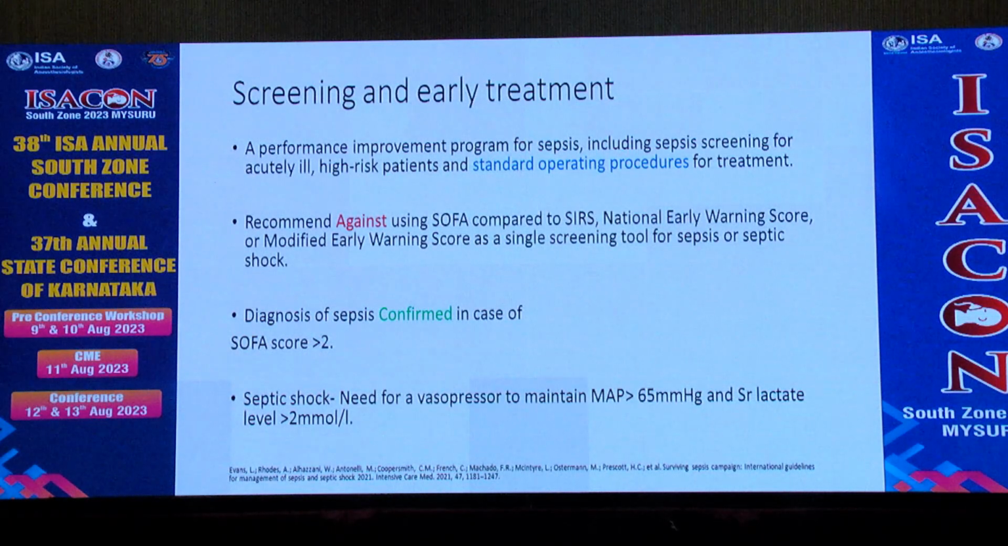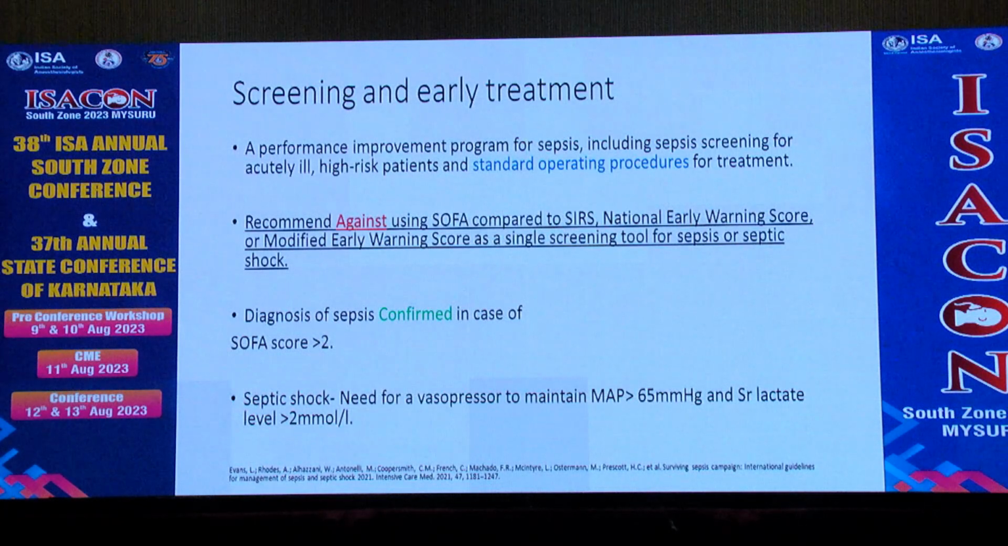In this one, they have given a recommendation for the screening and the early treatment. What they have recommended is each center should have a performance improvement program which should include sepsis screening for acutely ill, high-risk patients, and there have to be SOPs for treating the same. They advise against using a single screening tool like SOFA scoring. They advise you to take 2 or more screening tools like NEWS or MEWS. Then you combine them together and decide whether the patient is having sepsis or septic shock.